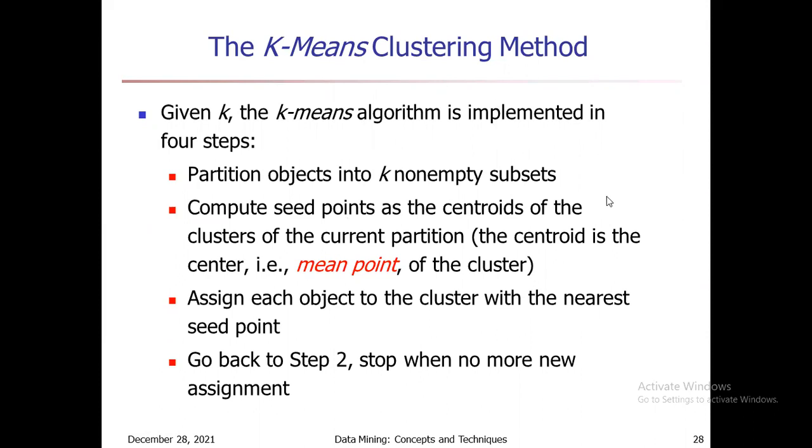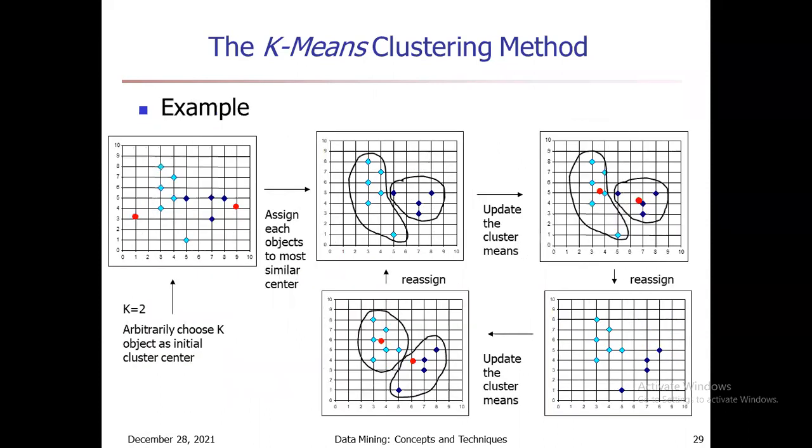So this is about the k-means clustering method here. Now you can see how this algorithm works in four steps. This is one example.